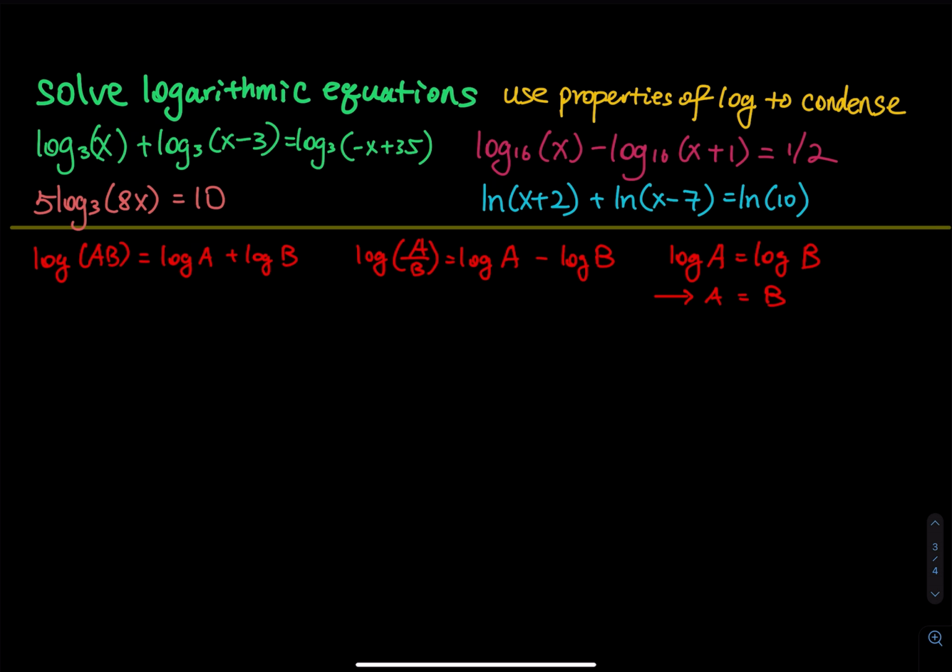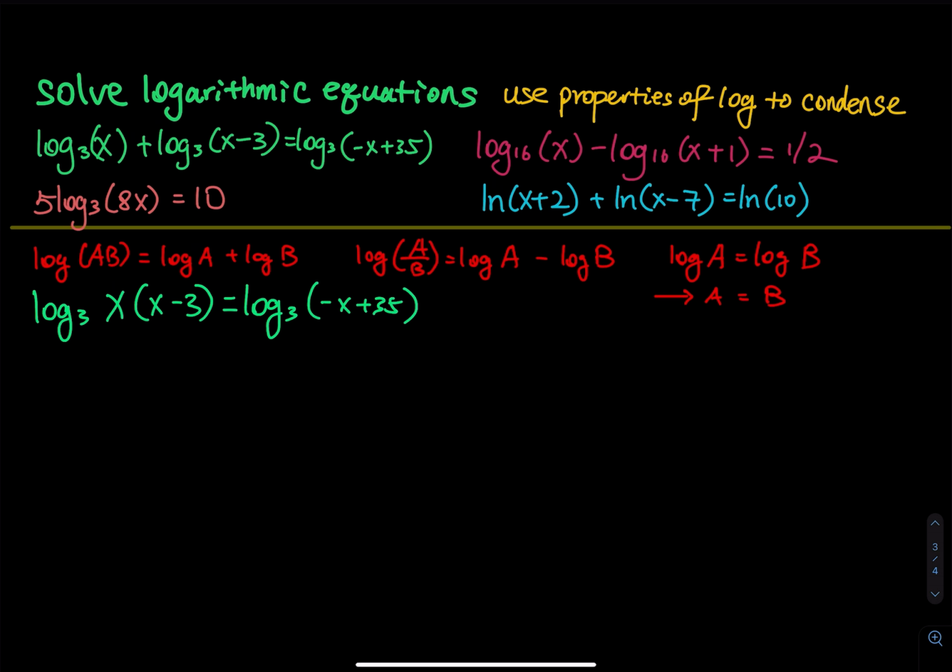So starting with the green problem, do you see that they are all base 3? So base 3, base 3, base 3. And then on the left hand side, you have a plus. So that means you will write log base 3, and then you multiply x times x minus 3. And then the other side is also log base 3, and then you have parentheses negative x plus 35.